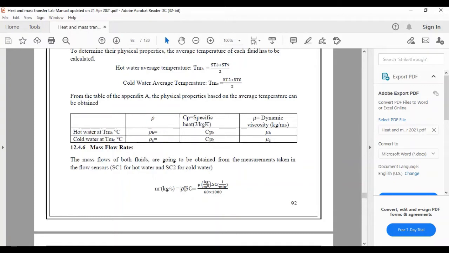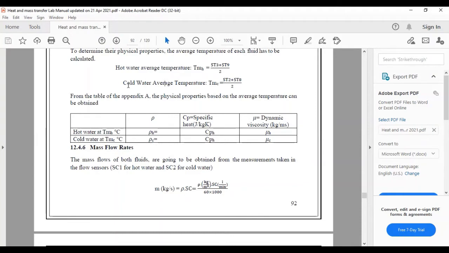And this density value we will get from internet sources, from literature, or from tables given at the end. Density of water changes with temperature. So for hot water, we will measure the average temperature of hot water. And how will we measure the average temperature? It is written here as ST3 plus ST9 over 2. ST3 is the temperature of hot water at inlet, and ST9 is the temperature of hot water at outlet. So we will divide it by 2 and get the average hot water temperature.